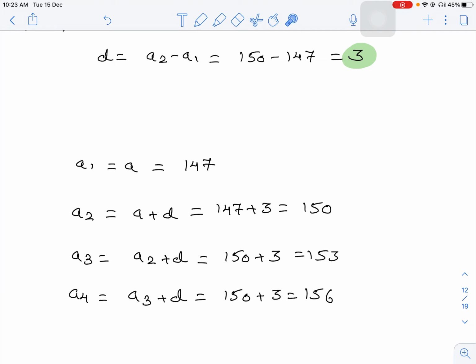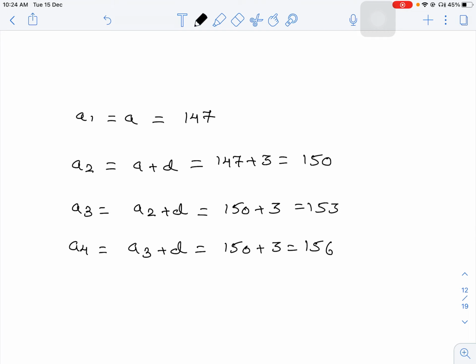But the condition is that in this formula, if you want to find A2, you should know the difference and the term before A2, that is A1. If you want to find A3, you should know the difference and the term before A3, that is A2. Here also for A4 we should know D and A3. Now suppose you are given a series with only the value of A and D, then how do we find any term in this series? For that we have to derive one formula.